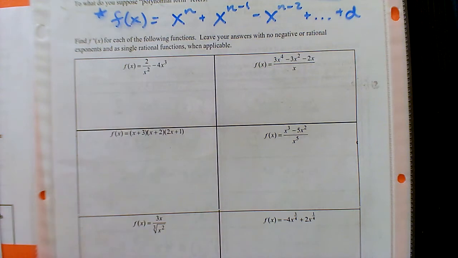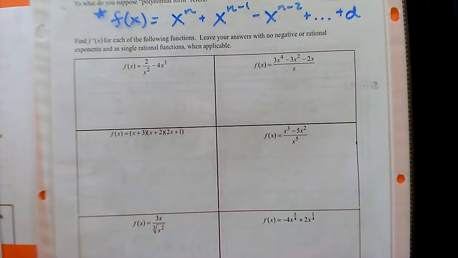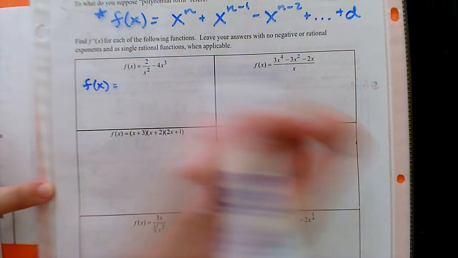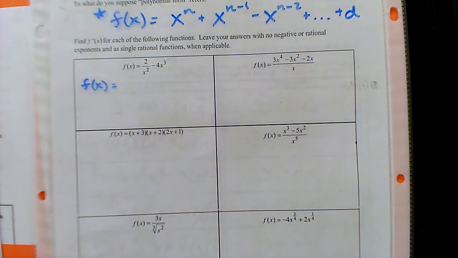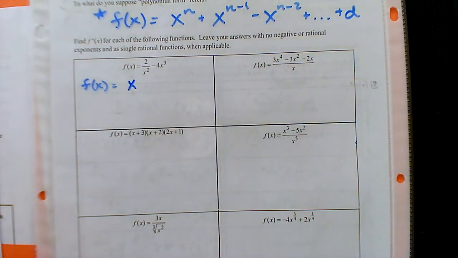Okay, so take a look at our first one here. We want to rewrite this so we have x to some powers all the way through. No fractions, no parentheses, nothing like that. So how might we be able to write 2 over x squared, because right now that's a fraction. How might we be able to write that in a polynomial form? How can we get this to be x to some power?